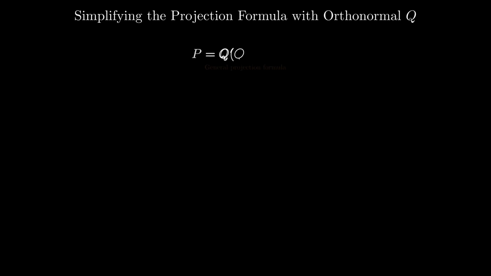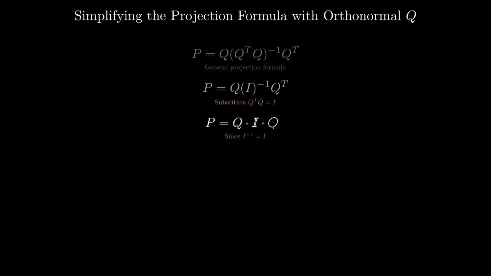Now let's substitute Q into the projection formula. P equals Q times the inverse of Q transpose Q times Q transpose. We showed in the previous frame that Q transpose Q equals the identity matrix I, so we substitute that in. P equals Q times I inverse times Q transpose. But the inverse of the identity is just the identity itself. So P equals Q times I times Q transpose, and Q times I is simply Q. So our final result is P equals QQ transpose. The inverse has completely vanished. This is a beautiful simplification.